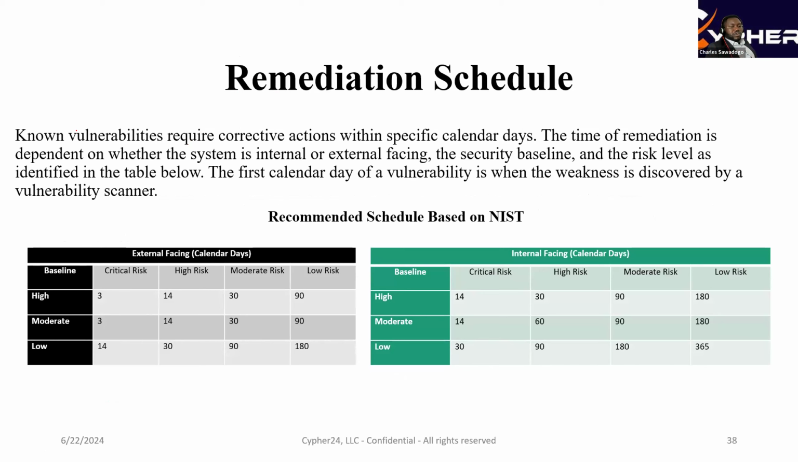Remediation schedules. Known vulnerabilities require corrective actions within specific calendar days. This time of remediation is dependent on whether the system is internal or external, the security baseline, and the risk level as identified. The first calendar day of a vulnerability is when the weakness is discovered by a vulnerability scanner. So NIST does recommend timelines depending on whether a system is external or internal. On the left side here, you have the external systems, meaning systems that are open to the internet. And here you have internal systems, meaning systems that are protected by a firewall.